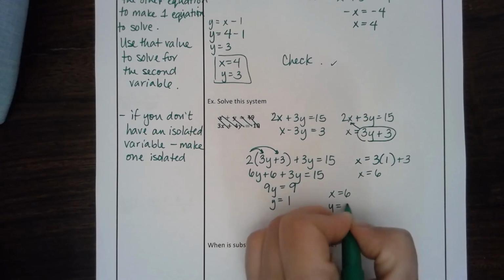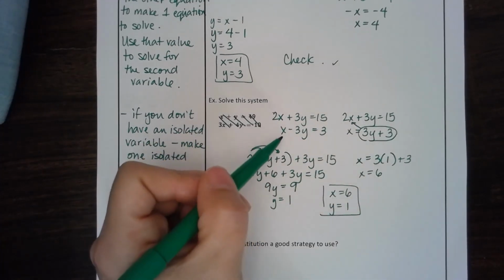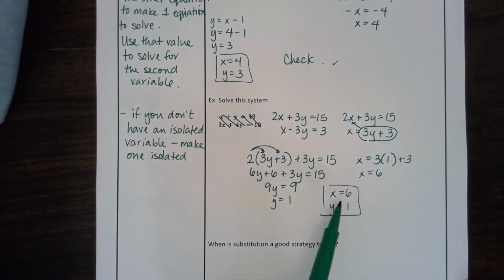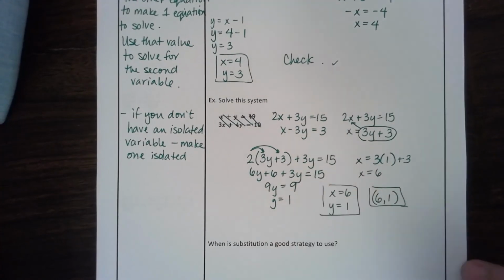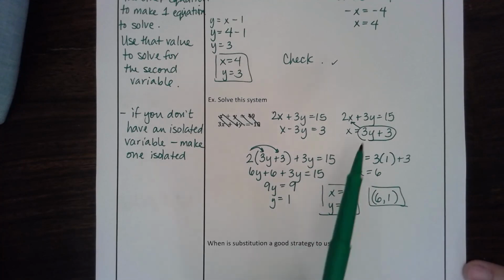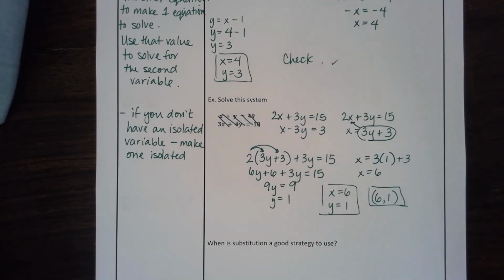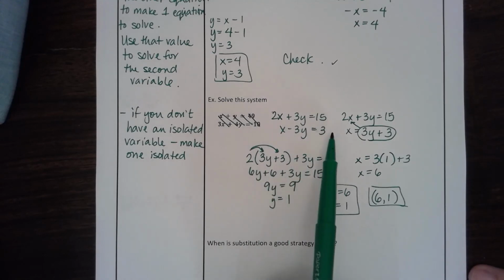We solved our problem. And if you graphed both these lines, if you turn them both into y equals mx plus b's, you would find that where it intersected was 6, 1. That's another way to write the solution to this guy. Okay, so if you don't have an isolated variable, move things around, follow good algebra rules, and you can create an isolated variable. We just move this 3y over to the other side of the equal sign, so we had an x by itself.